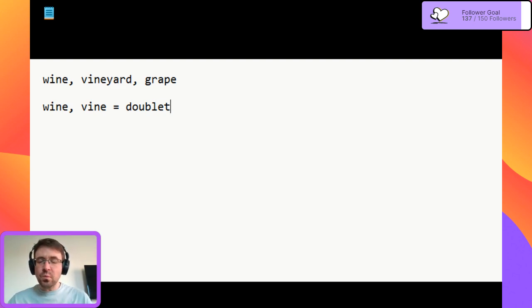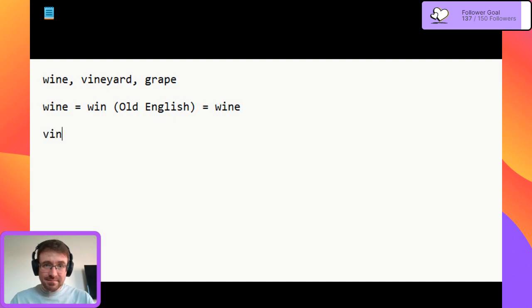So the word wine, if we take this as our first example, this comes from the Old English word wine, with no E on the end. And this is from Old English. And this means the word wine. The word vine, this comes to English from the Latin word vinum.